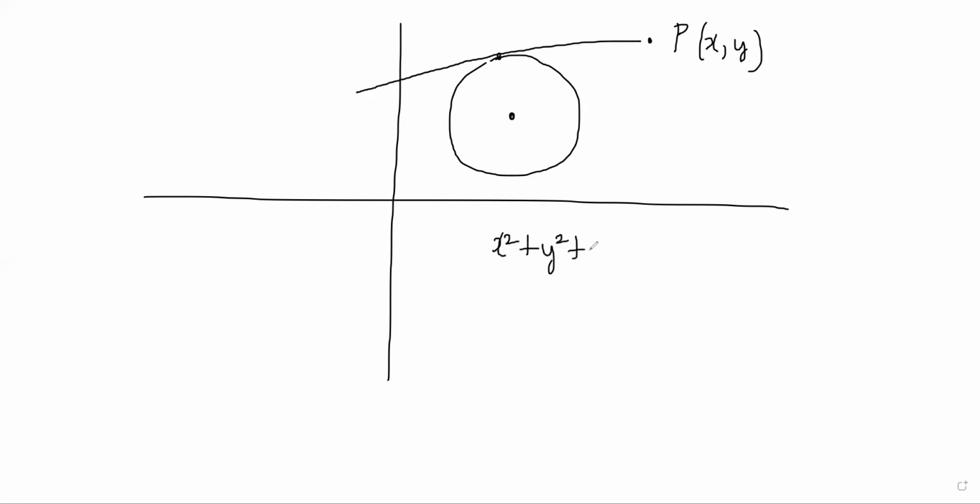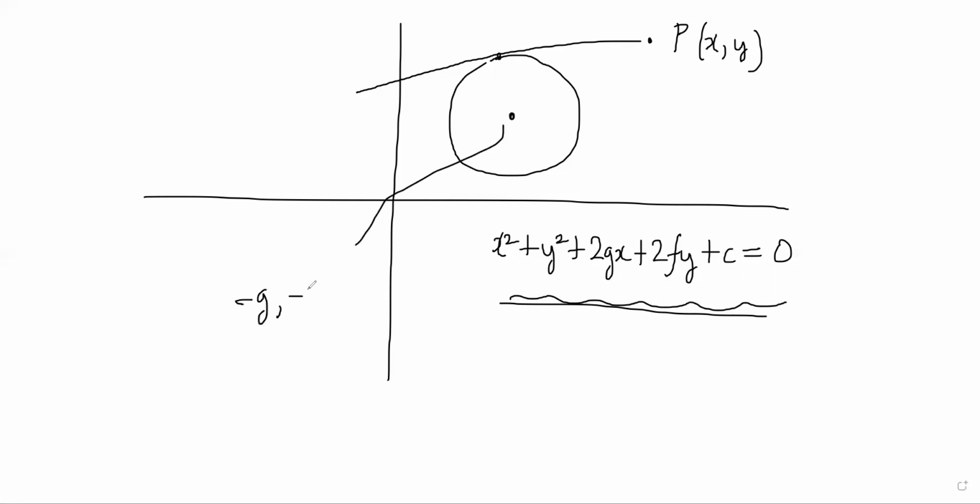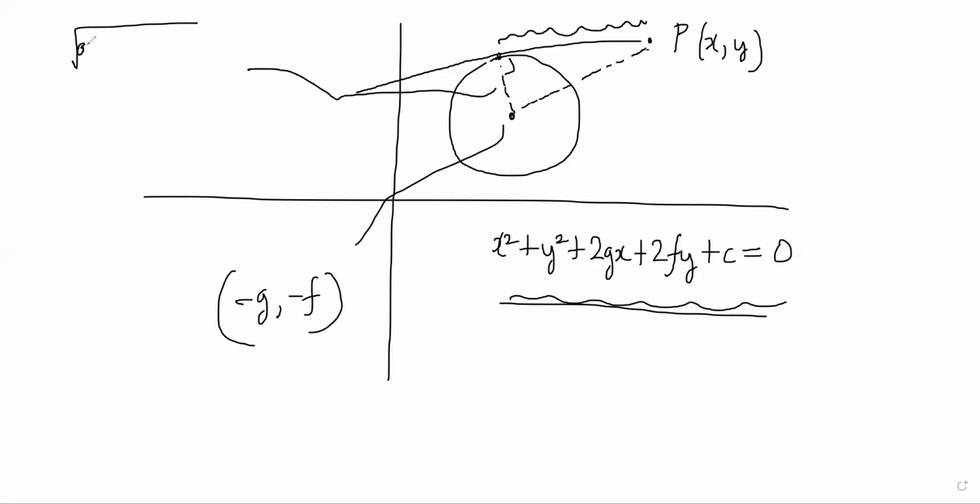Just use the Pythagoras theorem. Correct. So do you know that this is also the equation of a circle? Yes, I know. So this center is (-g, -f), right? Then by Pythagoras theorem, you can find this distance, right? Because the radius of the circle is root of g square plus f square minus c. And this location is (x, y). So you know this distance also, right?